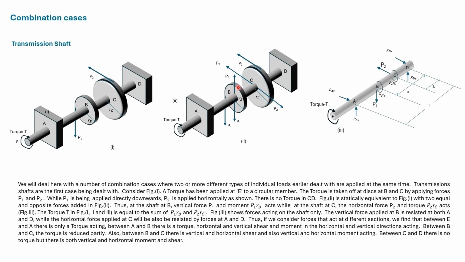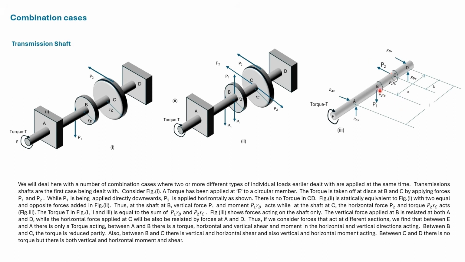These two forces make a moment, and these two forces also make a moment. So there is a vertical downward force acting at B, and there's a moment. There's a horizontal force acting at C, and also there's a moment.